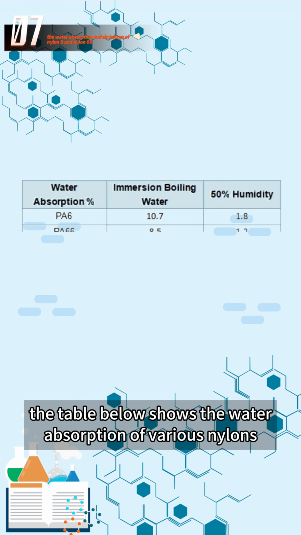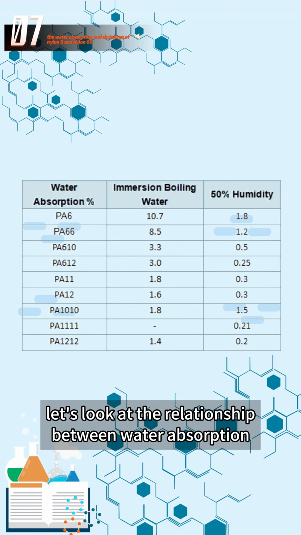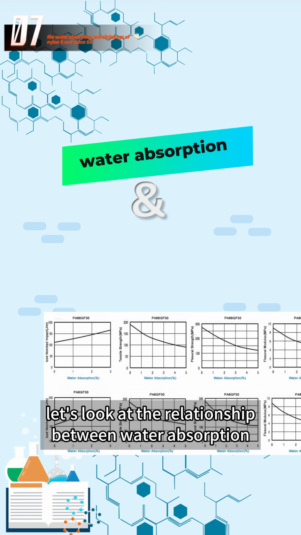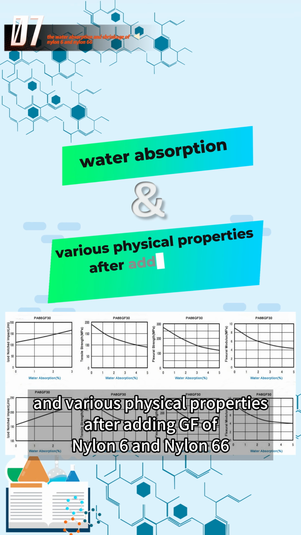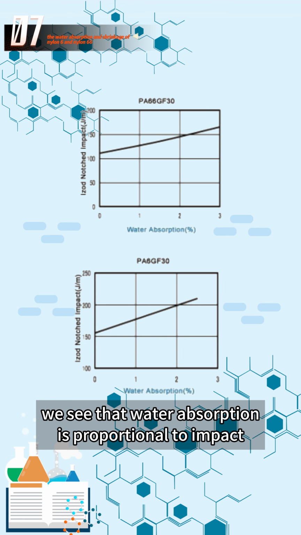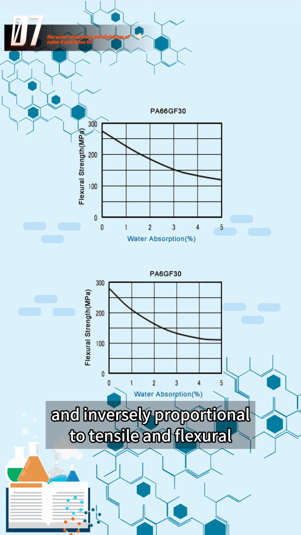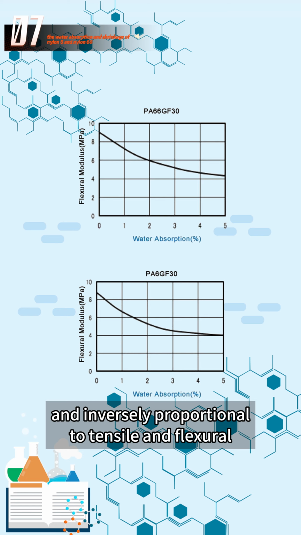The table below shows the water absorption of various nylons. Next, let's look at the relationship between water absorption and the various physical properties after adding glass fiber to nylon 6 and nylon 6/6. We see that water absorption is proportional to impact and inversely proportional to tensile and flexure.